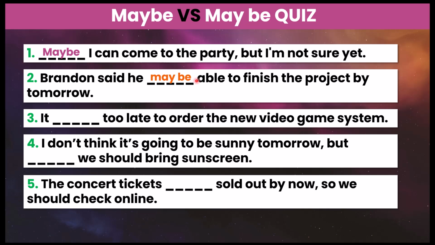Here, may be is functioning as a verb phrase. Number 3, it may be too late to order the new video game system. So again, may be is a verb phrase. Number 4, maybe. I don't think it's going to be sunny tomorrow, but maybe we should bring sunscreen. Perhaps we should bring sunscreen. And finally, number 5, the concert tickets may be sold out by now, so we should check online. Again, we need this verb phrase for the sentence to be grammatically correct.